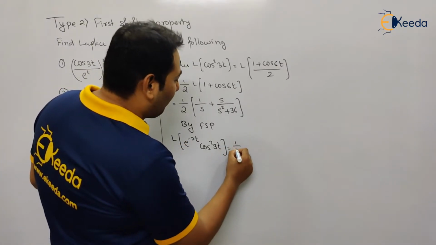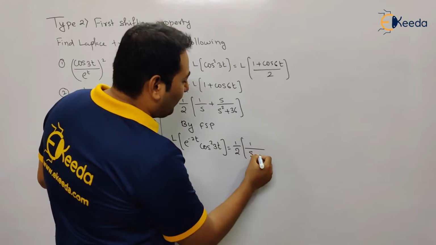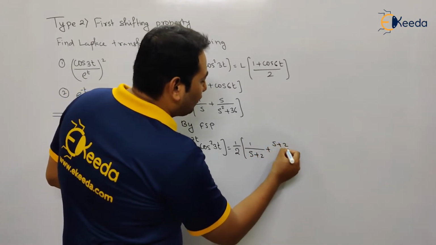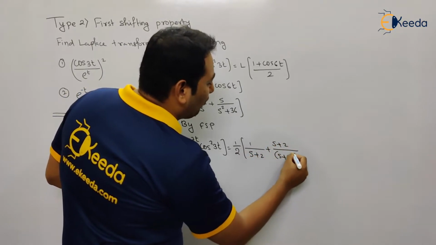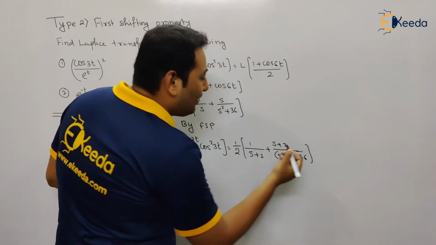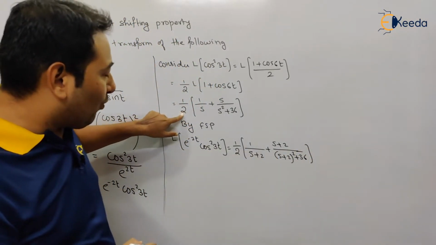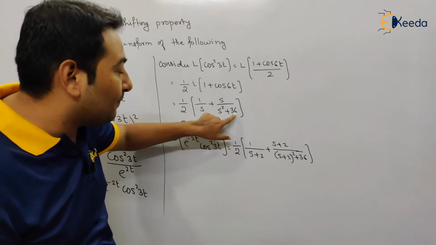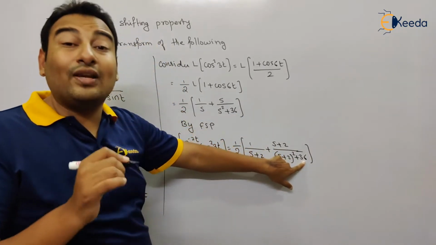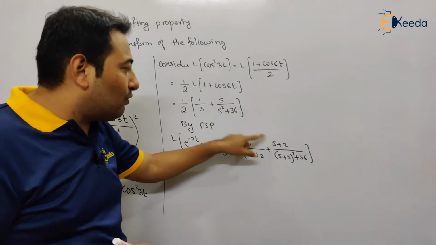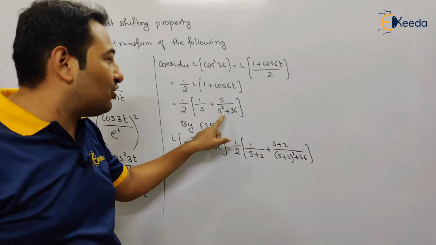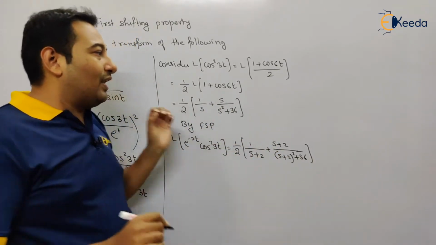So this will become 1 upon 2 into (1 upon s plus 2, plus s plus 2 upon (s plus 2) the whole square plus 36). Only s will be shifted. Here 1 upon 2 is a constant, that will remain as it is. 36 will remain as it is. Only s will be shifted. So this s will become s plus 2, this s will become s plus 2 and this will become s plus 2. So we're done with the first problem.